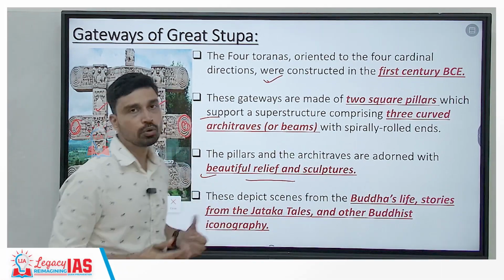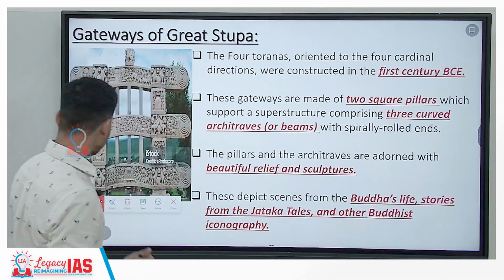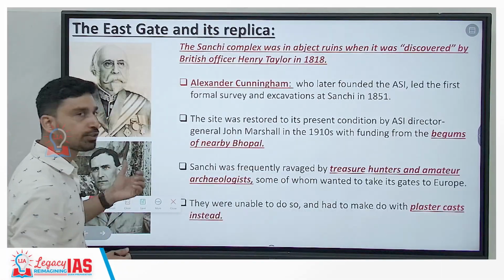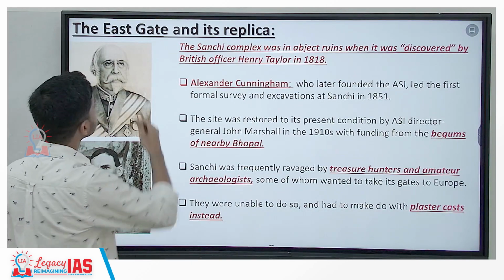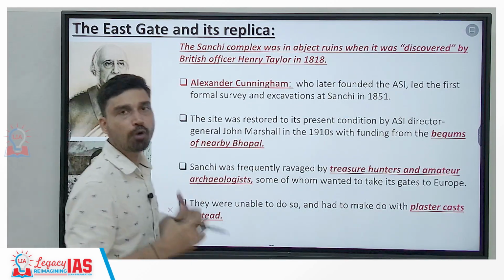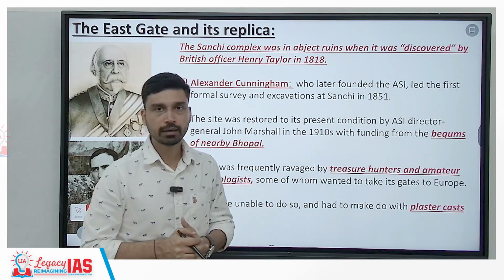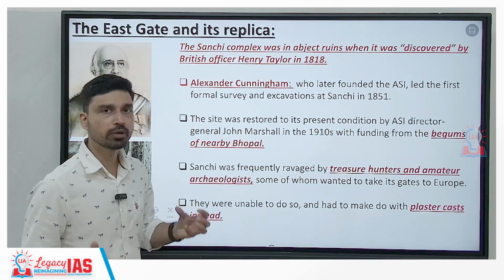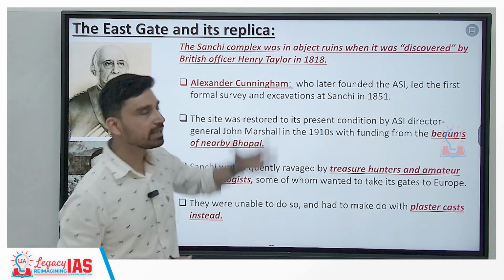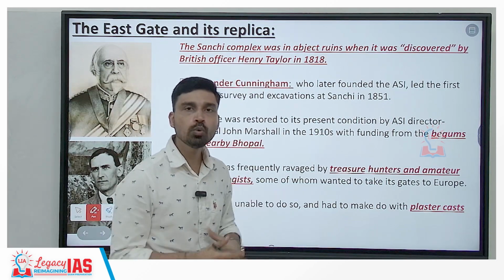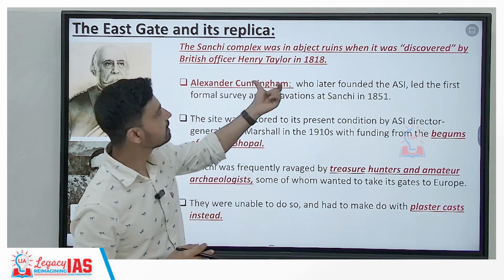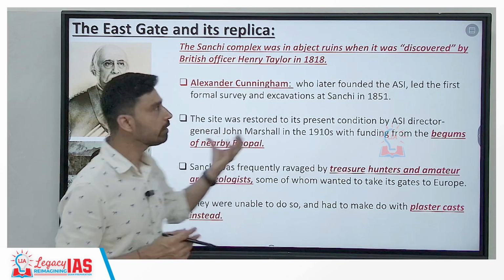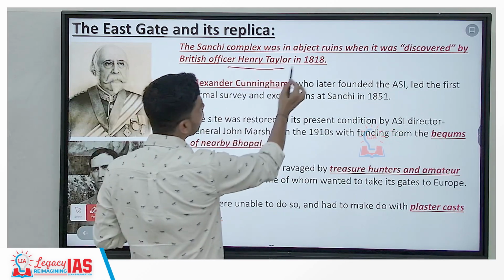Buddhist iconography. However, out of all the 4 gates that the Sanchi Stupa has, it is the East Gate which is most popular in the European continent. Now, what is the reason behind this? Obviously, it has a historical connect or historical element to it. The Sanchi complex actually was in abject ruins, no one was taking care of it, at least till 1818, when it was discovered for the first time by the British officer Henry Taylor.